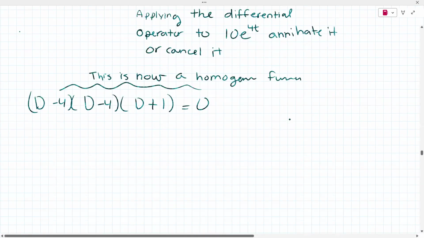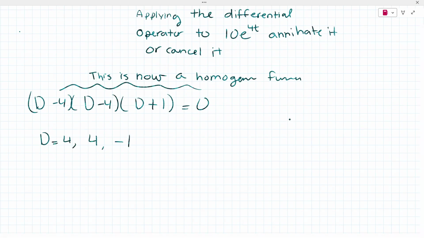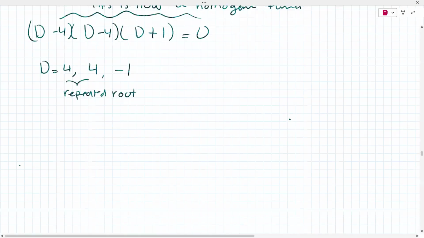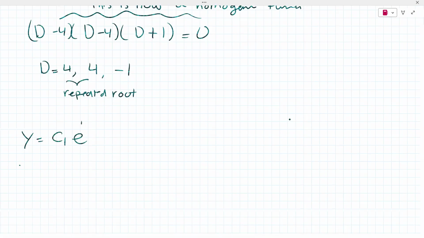When you solve for d, you get 4, 4, and -1. You have a repeated root at 4. So your y is going to be c1e to the 4t plus c2. Remember, if you have a repeated root, you have to multiply it by t. So it's going to be c2 t e to the 4t, plus c3 e to the -t.